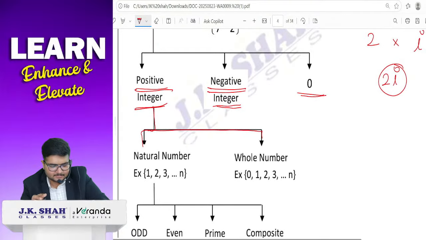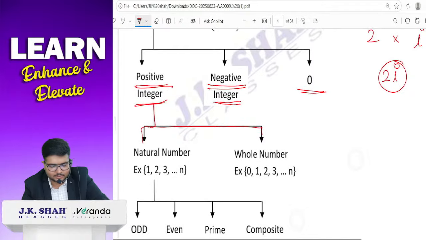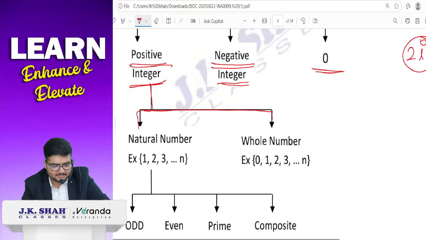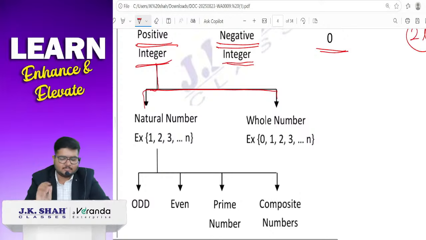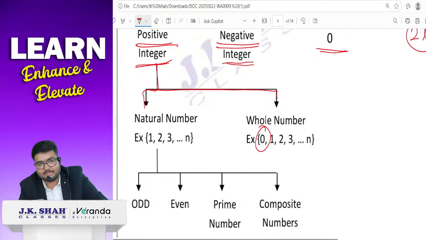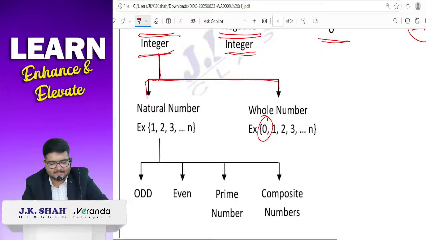Now the positive integers are classified into two types, natural numbers and whole numbers. Natural numbers and whole numbers have a very small difference, that is created by 0. 0 is in whole numbers but it will not be in natural numbers. Natural numbers start from 1, 2, 3 and whole numbers start from 0, 1, 2, 3, right? Basic, and both still go on infinitely.